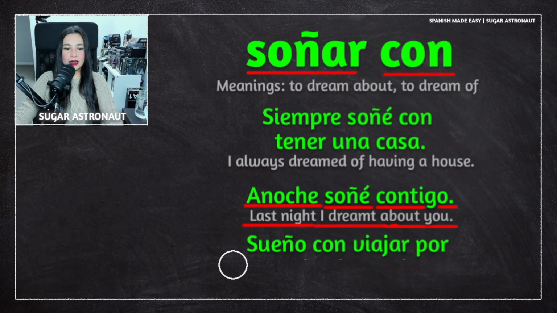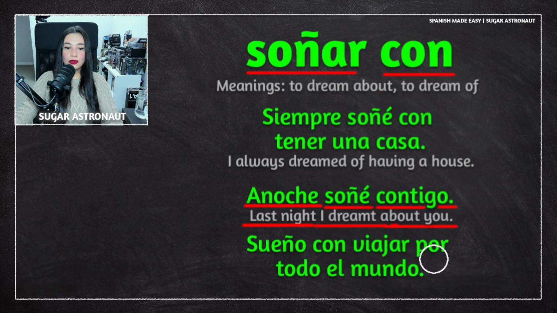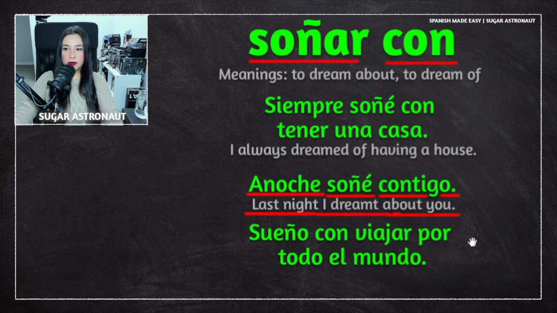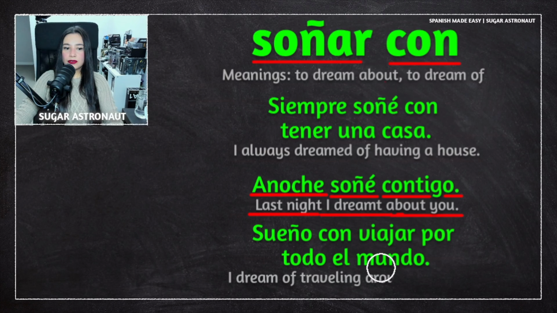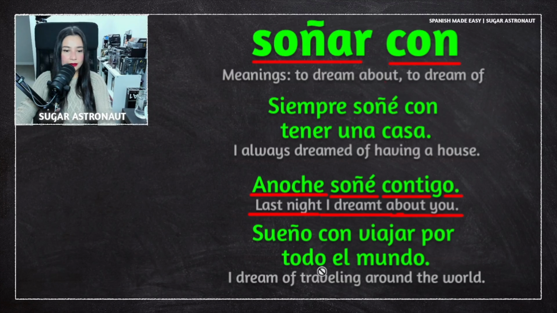Sueño con viajar por todo el mundo. I'm just gonna move this up a bit. Okay. Sueño con viajar por todo el mundo. This means I dream of traveling around the world. So, we're not talking about a dream. Well, we are, but it's nice to see that you can use this phrase if you're talking about things that you want to do in the future, and also if you had a dream as well. So that's something very, very good to know.